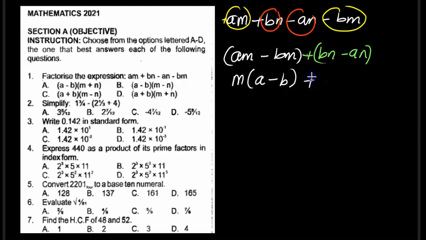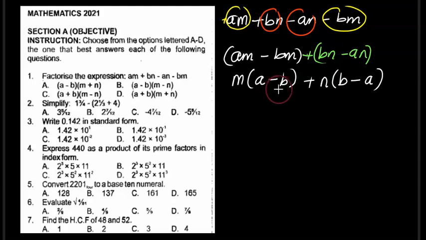This is going to become plus. What is common in these two? You can see that there's n here and there's n here. I'm going to factorize n, bringing that n out of the bracket. What I have left is, if I take n from bn, I'm going to have b left, minus, if I take n from an, I'm going to have a left.